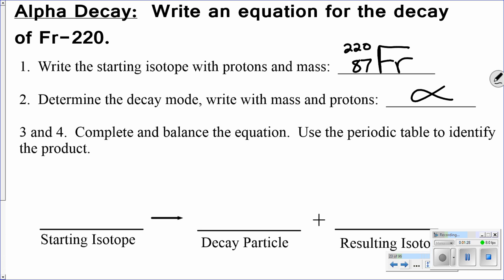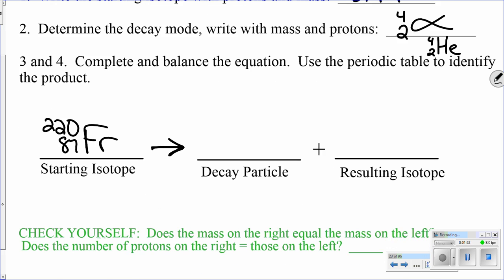You are going to want your mass and your protons for this. So the top number of the mass is 4 and the bottom number is 2. You may also write this as a helium nucleus, which is just an equivalent notation that's given on table O. So our starting isotope, and then you draw your little arrow, you'll usually be given that anyway. Our decay mode is that alpha particle. And then we have to figure out our resulting isotope.